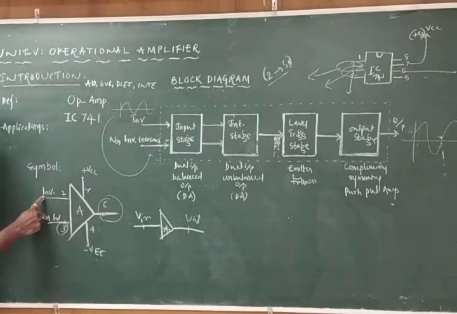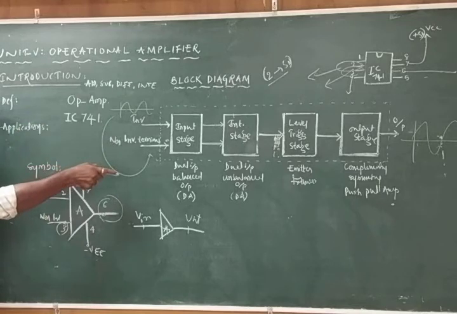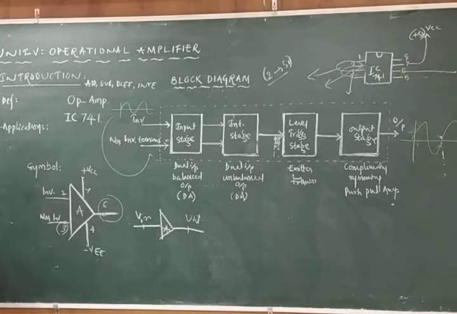This is the inverting terminal. If I give the input here, the output will be out of phase with this signal. If I give the input here, the output will be in phase with the input signal. So this is the schematic symbol of an operational amplifier.